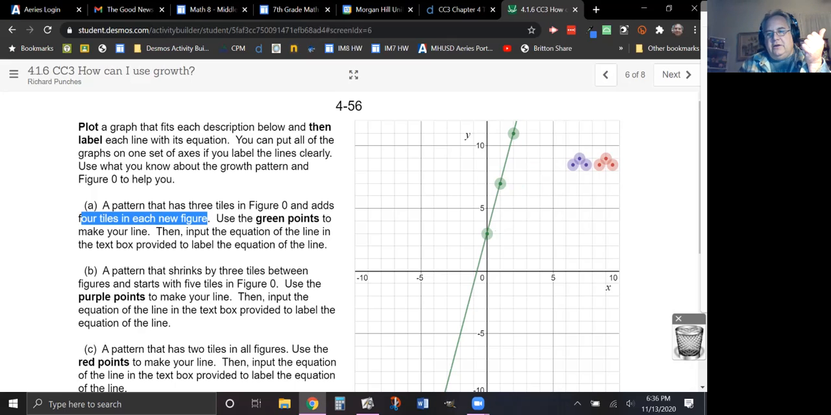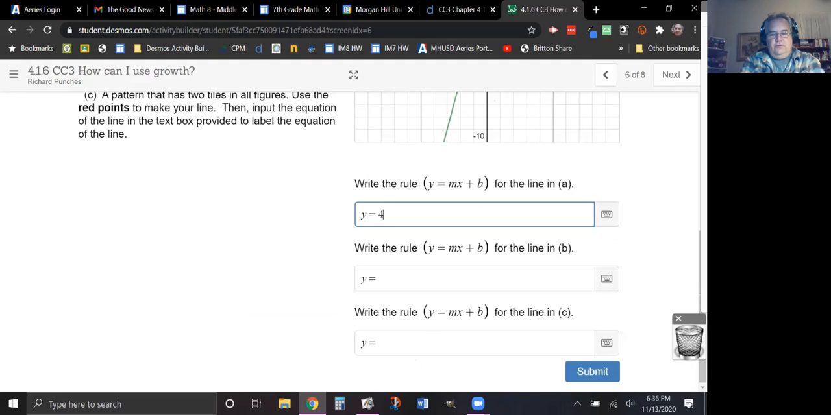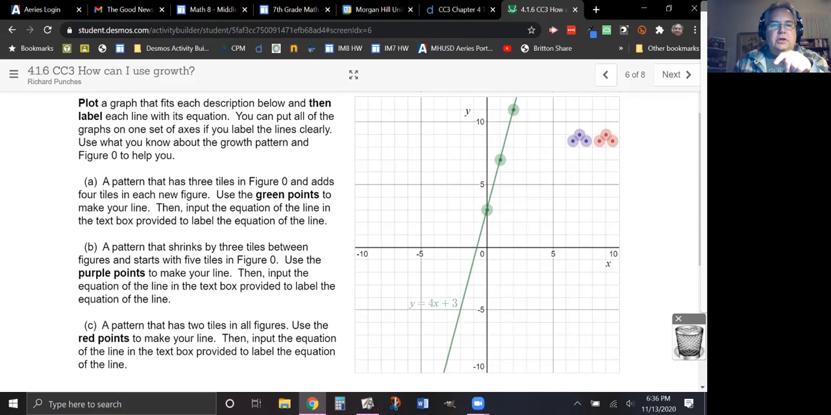Now, if it grows by 4 and figure 0 has 3, this would be 4x plus 3. Y equals 4x plus 3. All right, we have to make sure we always put the growth rate with the x. It grows by 4.